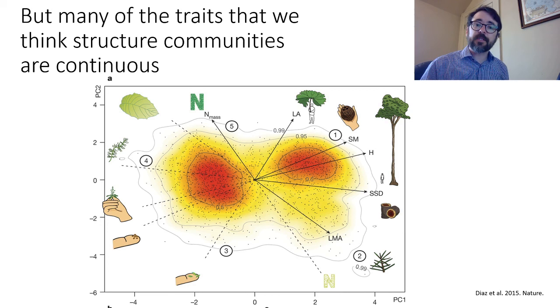Many of the traits that we think matter in nature are continuous, right? So here's just an example from plant ecology again. This is in a paper by Sandra Diaz in Nature in 2015. Plant biologists think things like, what's the nitrogen concentration of your leaves? How much is your total leaf area? What is the size of your seeds? How tall are you? How dense is your stem? How thick are your leaves? And all of these are continuous variables, right? They can vary from lots of leaves to small leaves, big seeds to small fern spores, and all these kinds of things.